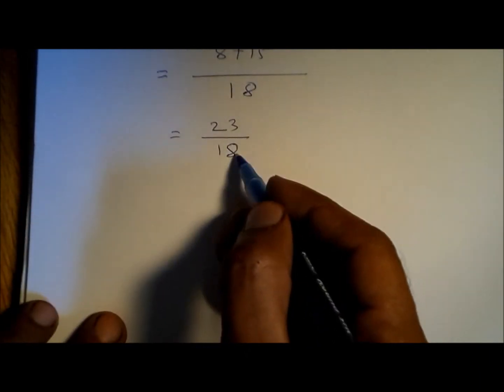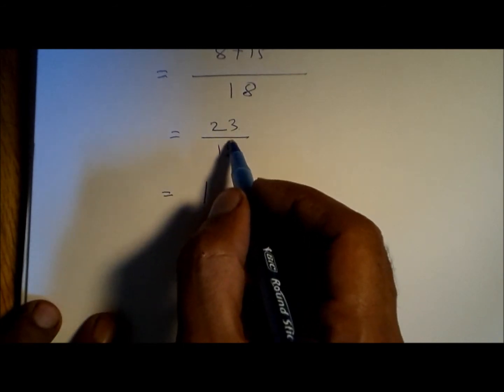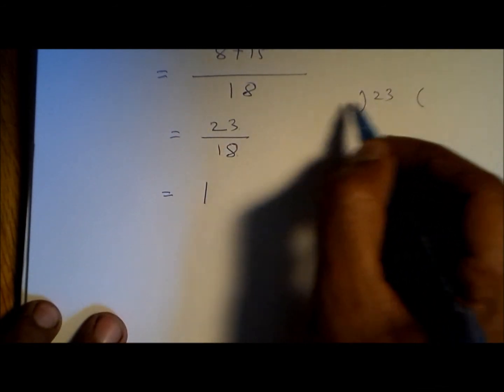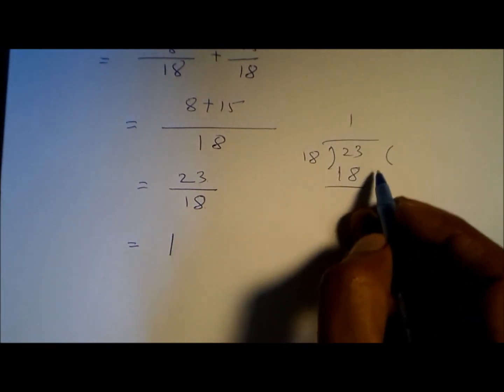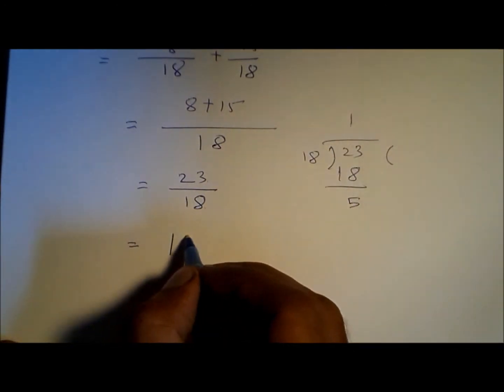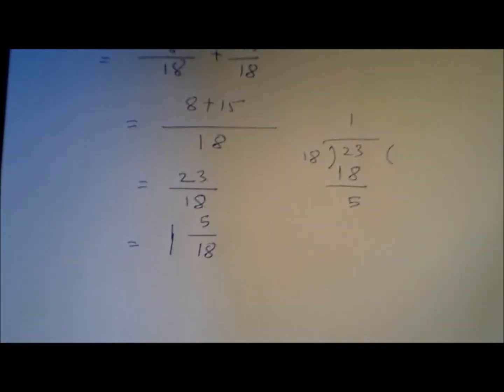Now 23 is more than 18, so it is sometimes also written as a mixed number. We divide 23 by 18, you get 1, and the remainder is 5, and you write 1 5 by 18.